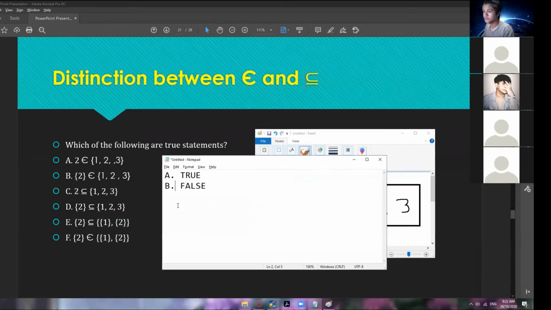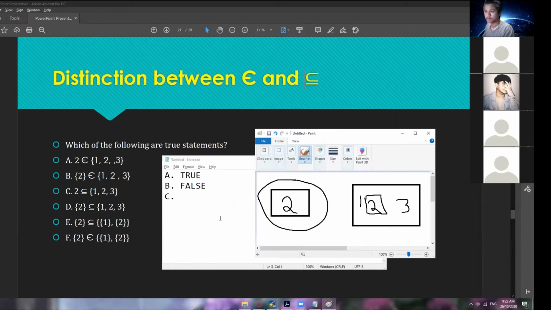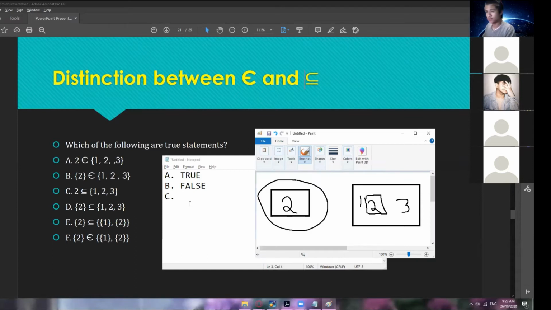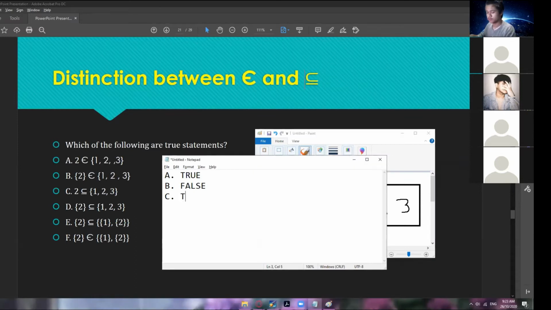How about letter C? Is this true or false? So True. 2 is a subset of {1, 2, 3}. So 2. Okay, how about letter D? False.